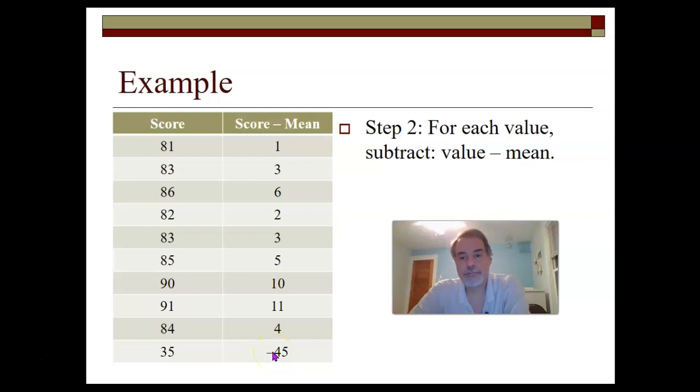Now, by the way, if you were to add these numbers together, they would add up to 0. So you don't have to add them together, but if you want to check that, just the score minus mean, before you square them, just these individual numbers, some of them will be positive, some of them will be negative, and they should add up to 0.